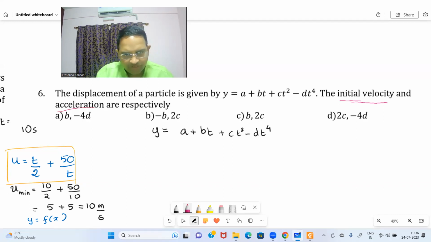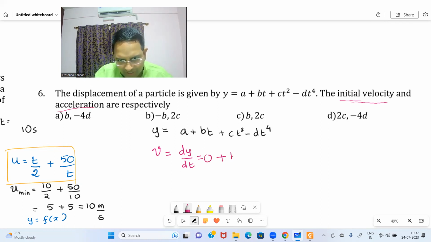First, let's find velocity, guys. How is velocity related to displacement? dy by dt, correct? Now you're differentiating. a is a constant, so the differentiation of a is 0. Good. Then b into t.